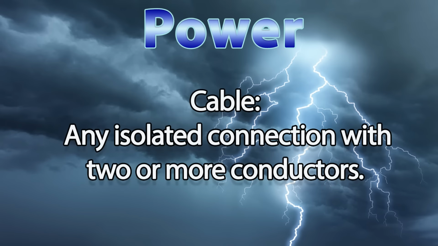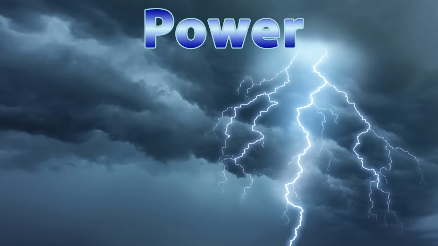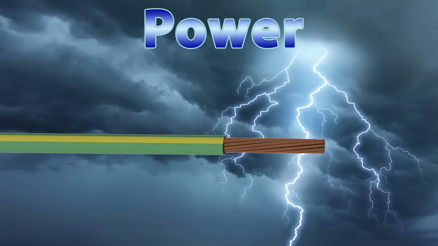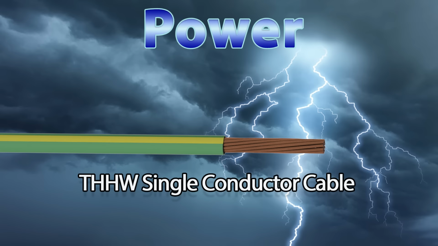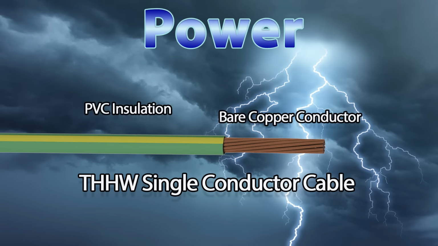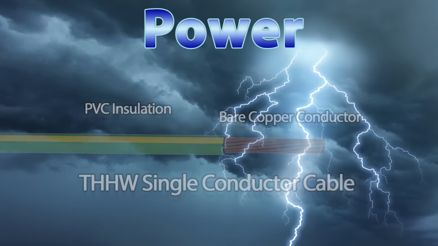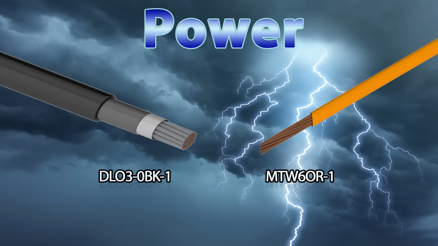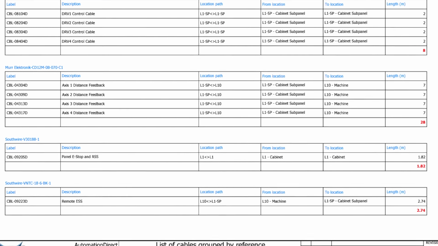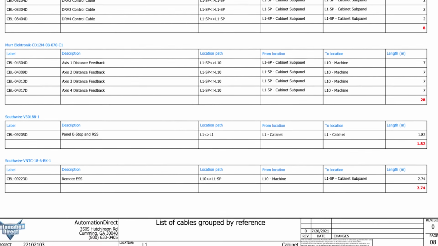With power, a cable is any isolated connection with two or more conductors. However, there are instances where a single conductor wire is categorized as a cable. When it comes to high voltage, a large gauge insulated single conductor, such as a stranded high heat rated industrial, can be defined as a cable too. For example, the DLO and MTW cables you find in Automation Direct store are both single conductor, but are still defined as cables by UL. Make sure to check your project specifications to be sure you're using the right cable for the job.